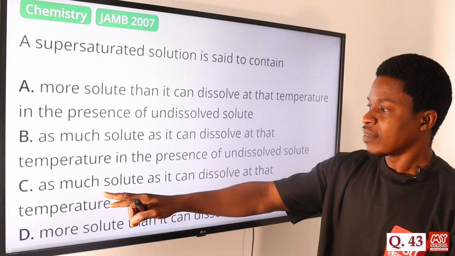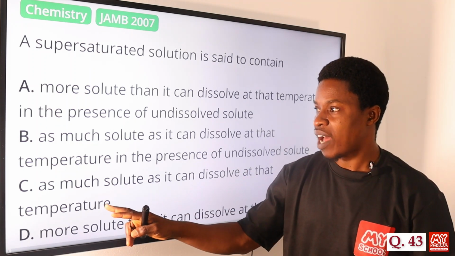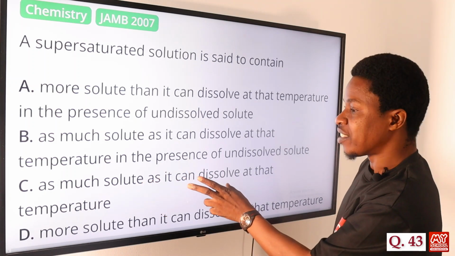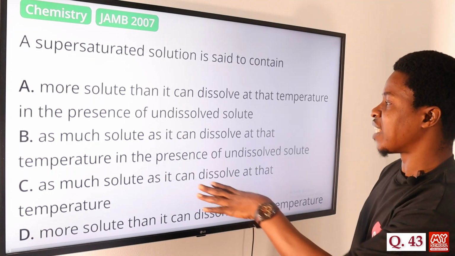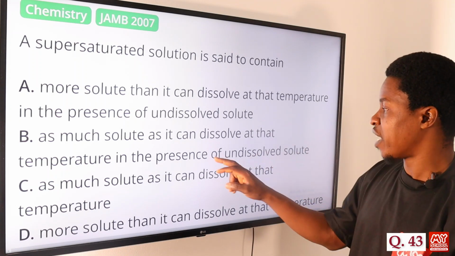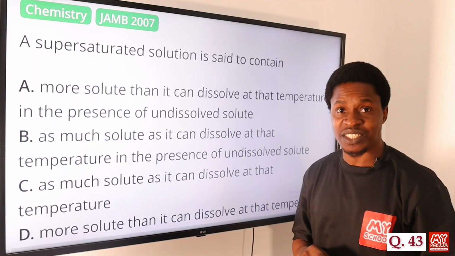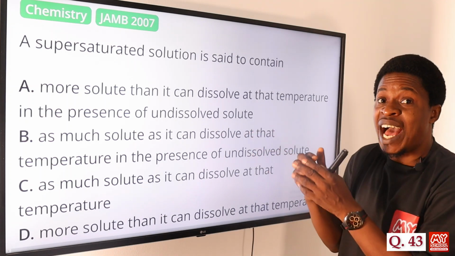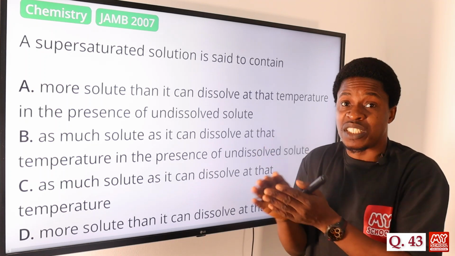Option C says as much solute as it can dissolve at that temperature. This is an unsaturated solution because we still have undissolved solutes. If we still have undissolved solutes present in there, that means it is not saturated yet. So it is actually unsaturated, because we still have some of the solutes not dissolved.